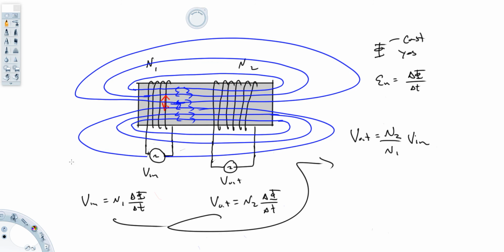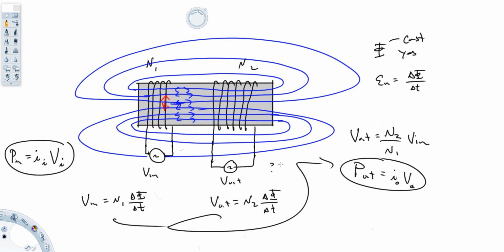All right, other things that may show up when you're working transformer problems. The power on the input side, I'll put power in, is equal to current in times the voltage in. Your power out is equal to your current out times your voltage out. Now, the $1,000,000 question: are these two things equal? And the answer is typically no. This process will generate some heat. There's almost always some energy loss, but that doesn't mean we can't at least approximate it as equal.